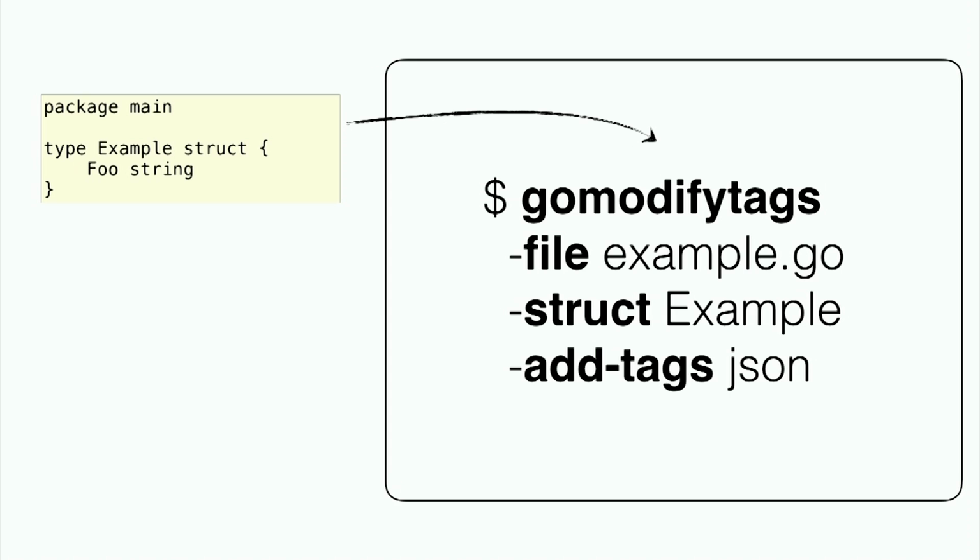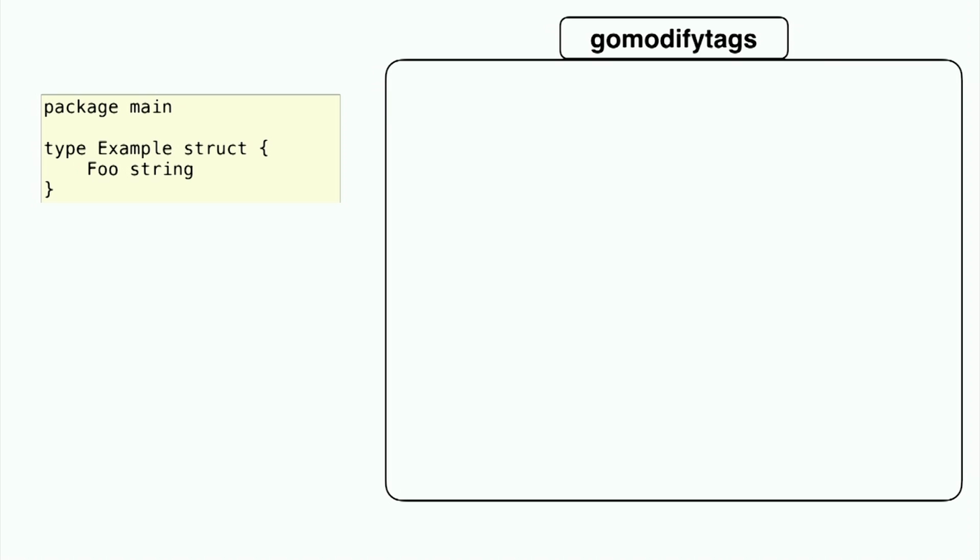So suppose we have this single file here, and then I call the tool with these three flags. I pass the file, I say I want to parse the example struct, and I want to add the JSON tag. Suppose this black box is the tool itself.